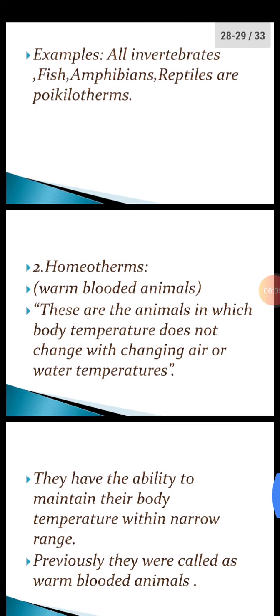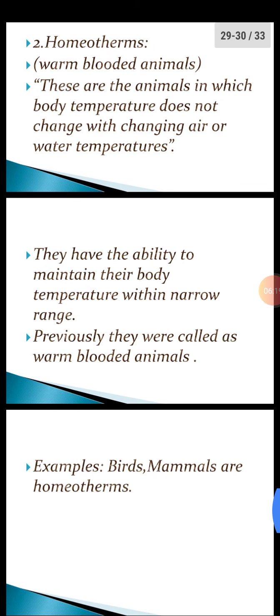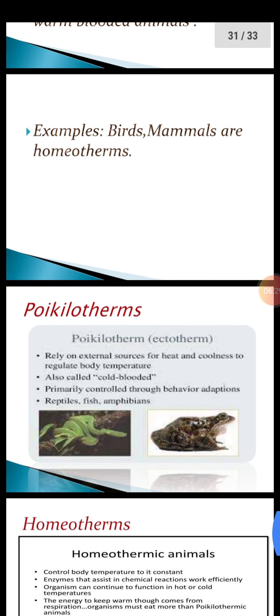Second are homeotherms, warm-blooded animals. Definition: these are the animals in which body temperature doesn't change with changing air or water temperatures. So they have the ability to maintain their body temperature within a narrow range. Previously they were called warm-blooded animals. Their examples are birds, mammals, and humans; these are homeotherms.